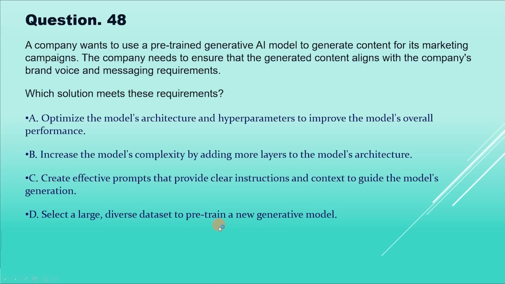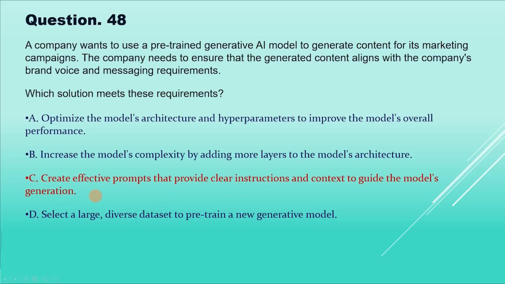And the correct answer here will be option C, create effective prompts that provide clear instructions and context to guide the model's generation. Because prompt engineering is a crucial technique to ensure that a pre-trained generative AI model generates content that aligns with the company's brand voice and messaging requirements. By carefully crafting prompts, you can guide the model to produce specific, relevant and on-brand content. So option C is correct here.